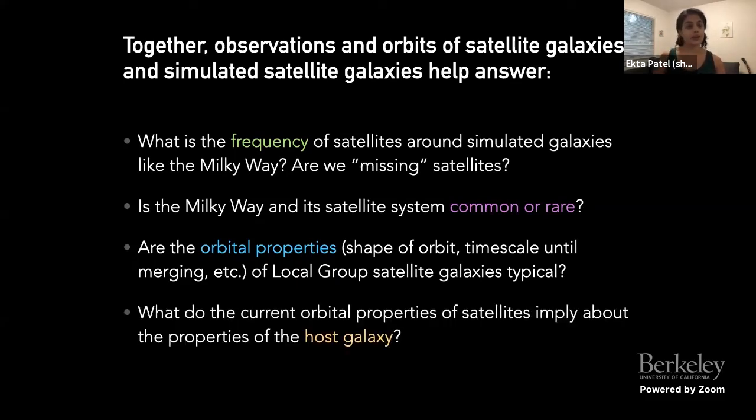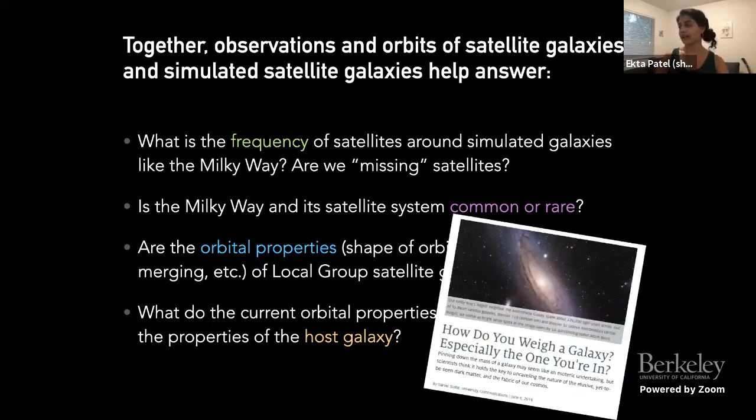Another question is, what do the current orbital properties of the satellites imply about the properties of the host galaxy? So I gave this as one of the 3 reasons as to why these satellite galaxies are important. And when we can compare the real Milky Way satellite galaxies to the many hundreds or thousands we find in simulations, we can narrow down properties of the Milky Way, such as what is the precise mass of the Milky Way and its dark matter halo, given that we cannot observe that dark matter very directly.